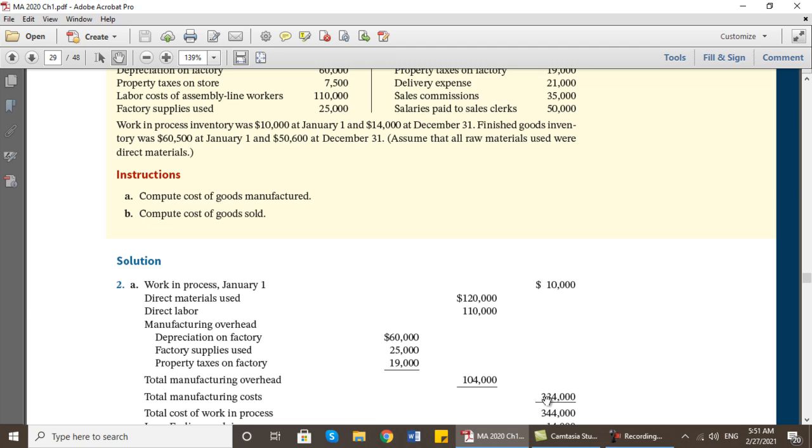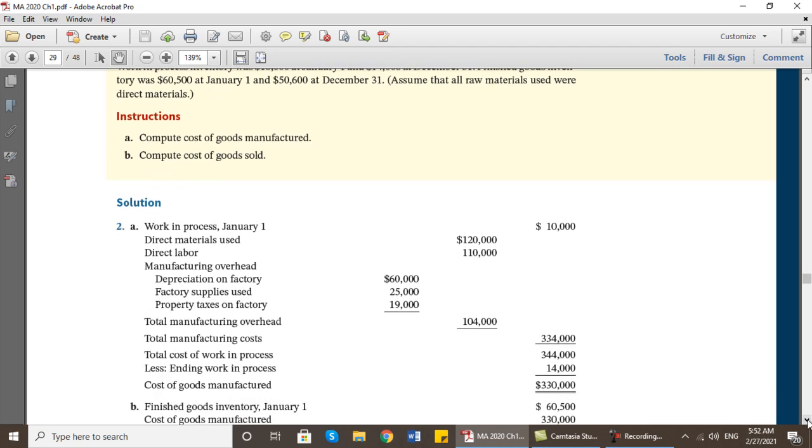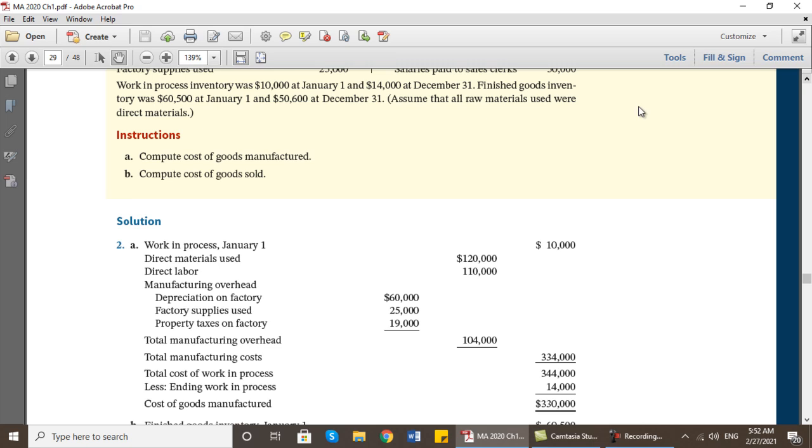Here's 334,000. Now, when we add beginning work in process, the total will be total cost of work in process. We deduct ending work in process. Ending work in process here is 14,000. Cost of goods manufactured is 330,000.